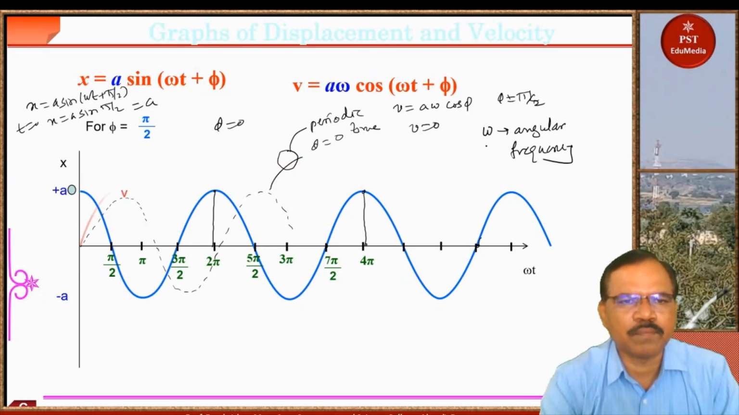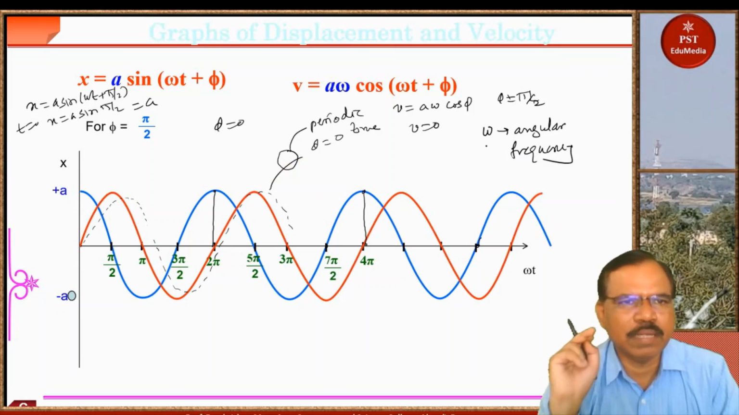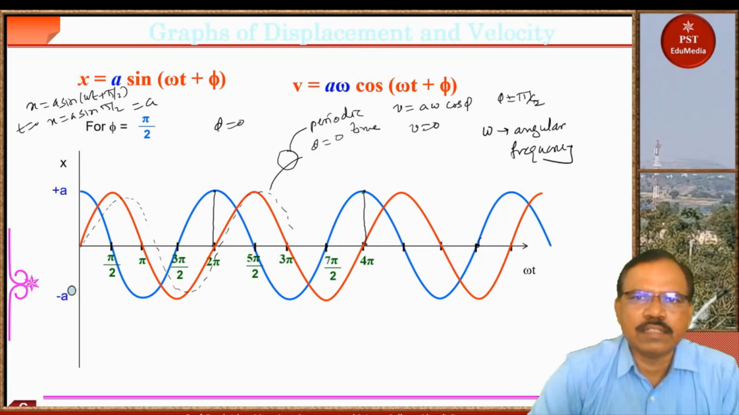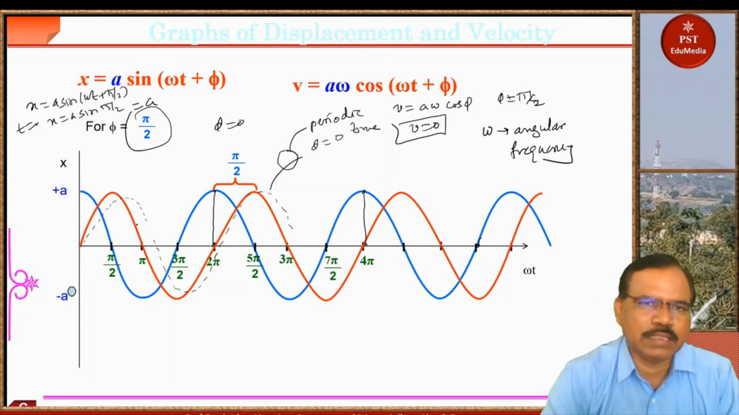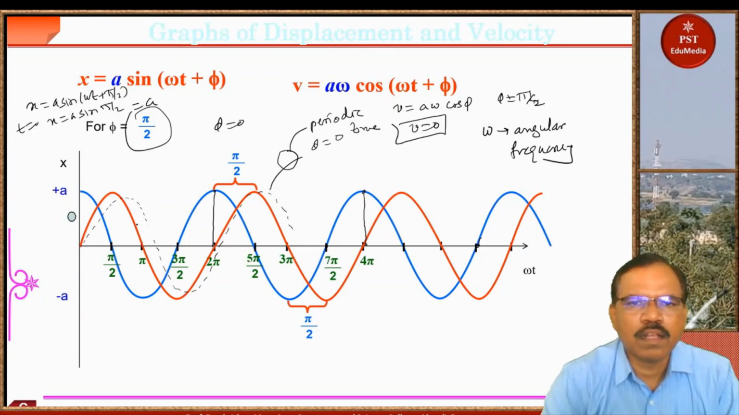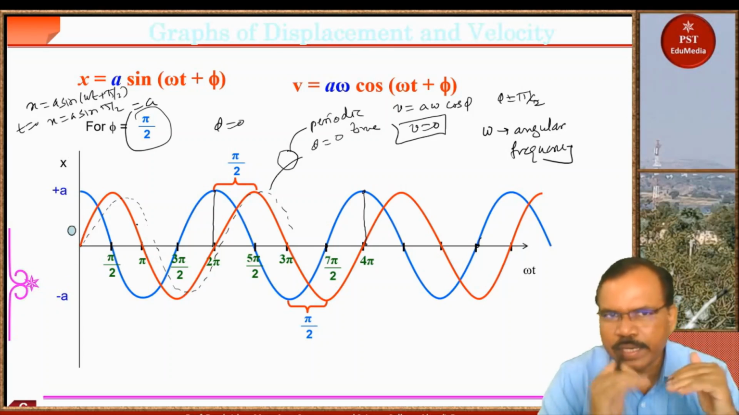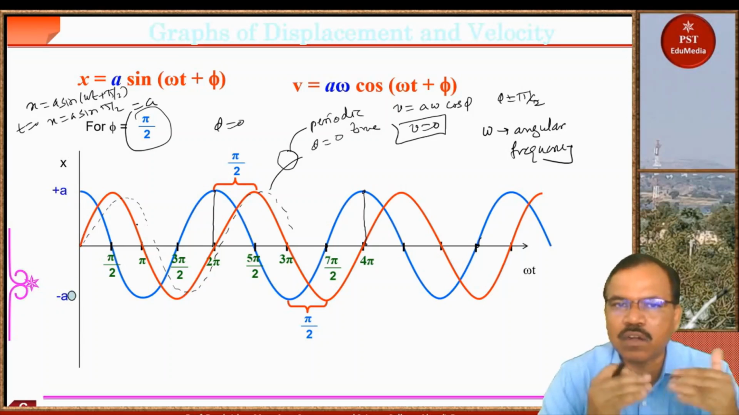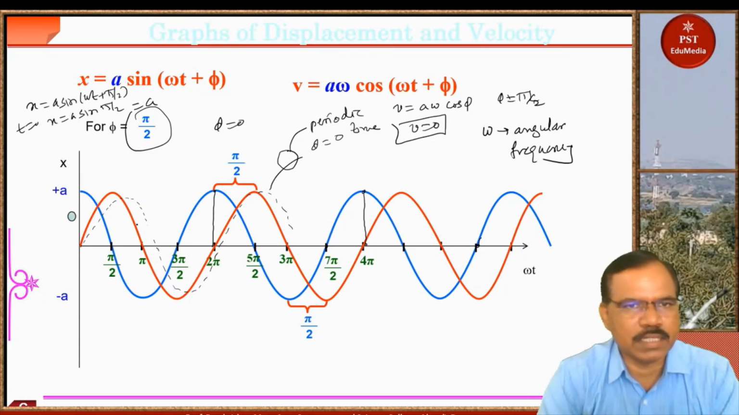Now see here, this is the velocity of the particle. We have already seen that at t is equal to 0, velocity is equal to 0 because we have taken phi is equal to pi by 2. Now, if we see the peak of velocity and the peak of displacement, peak to peak, velocity and displacement are not simultaneously maximum or simultaneously minimum or simultaneously 0.